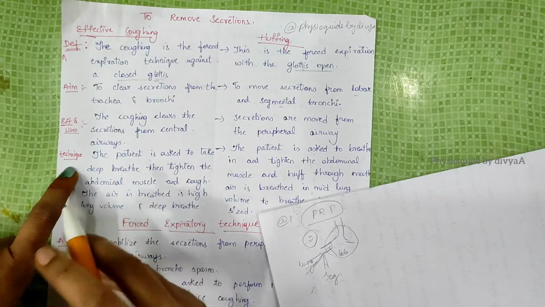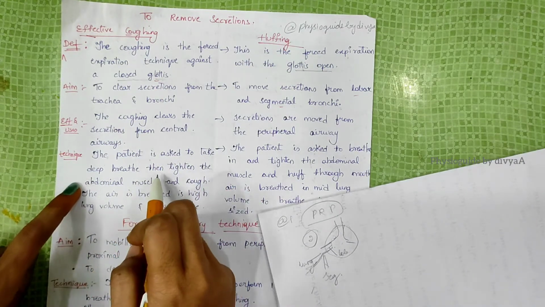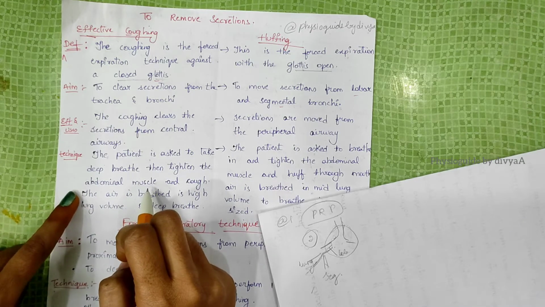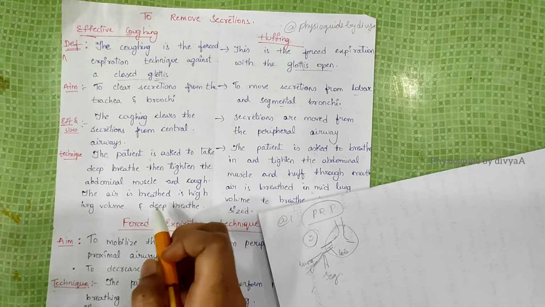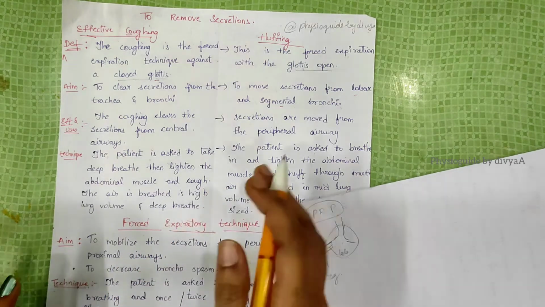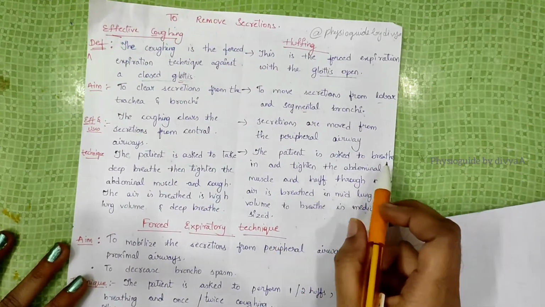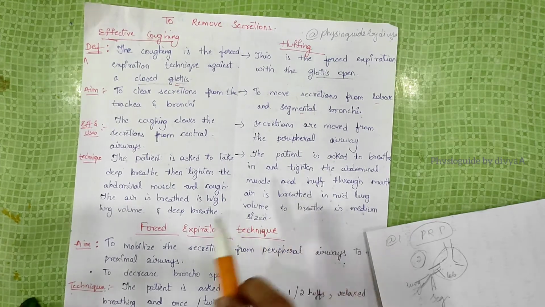Now, the technique: how to do this coughing. The patient is asked to take a deep breath, then tighten the abdominal muscles and cough. The air is breathed in at high lung volume, a deep breath. In huffing, the patient is asked to take a deep breath in and tighten the abdominal muscles, the same way.